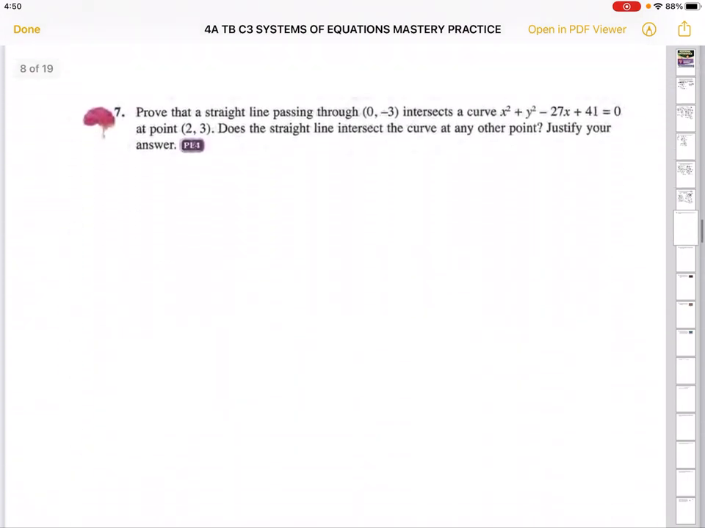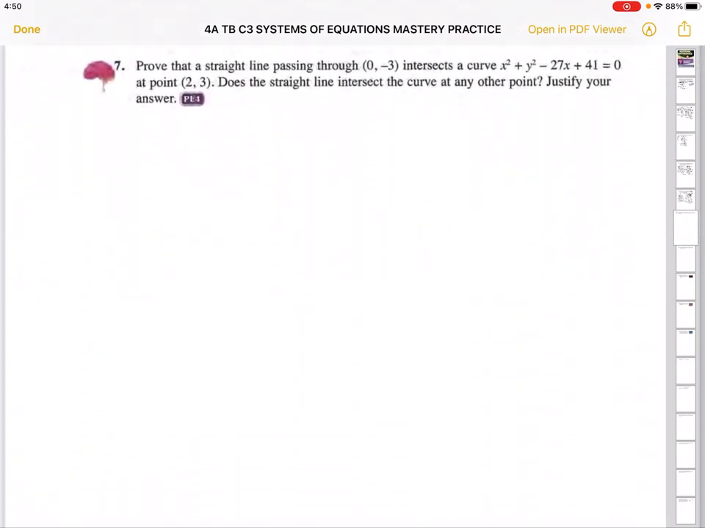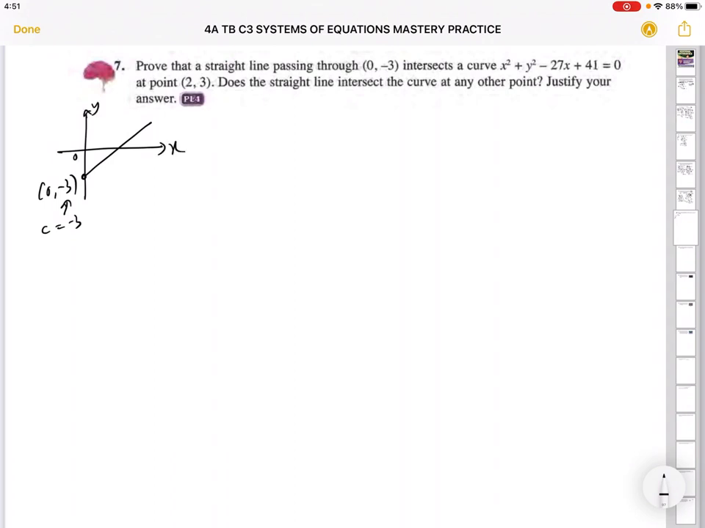Prove that a straight line passing through this point intersects the curve at point 2, 3. Does the straight line intersect the curve at any other point? Justify your answer. Here's the thing: if you have a straight line that passes through 0, negative 3, that means your y-intercept is negative 3. Do you know the gradient of this straight line? You've done this in your Form 3 maths, Chapter 9, straight line. y equals mx plus c, but your c is negative 3.